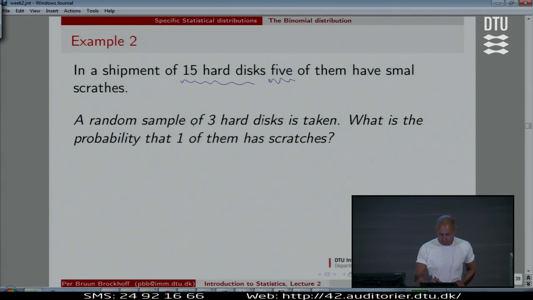For instance, we decide to make a random sample of 3 of those hard disks. So I take a handful of 3 out of the 15. And then, in this what-if scenario, what if 5 of them, this is actually what we are going to call small a, is going to be 5. Capital N, that's the number of things that we sample from. The size of the sample is 3. We are worried about, or interested in, I should rather say, the number of hard disks with scratches.